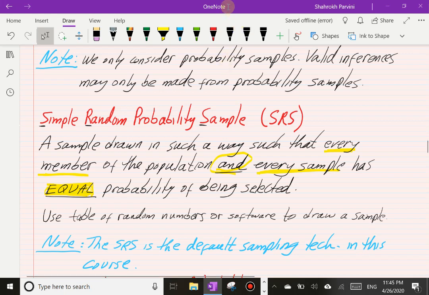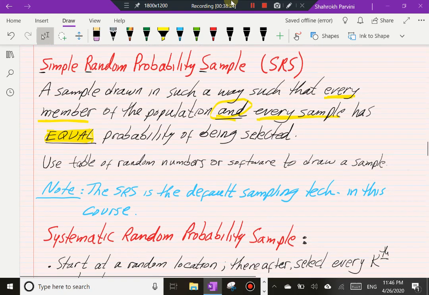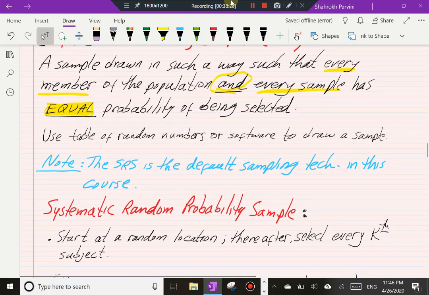The next thing we're going to look at here is a systematic random probability sample. Now, what makes this a systematic random sample? What makes it systematic is that you have a random starting point, and then after your initial starting point, thereafter you choose every kth element or member of the population.